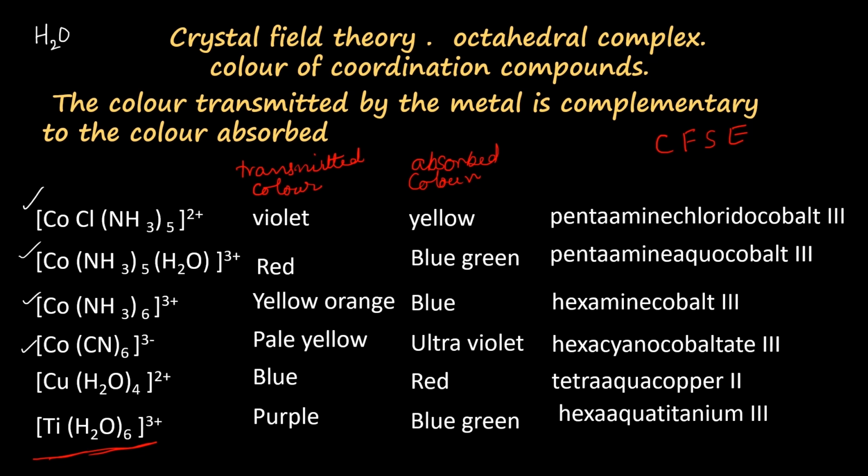Here the different ligands are water, ammonia, cyanide group and chlorine. From the spectrochemical series, we can understand that the crystal field splitting energy for chlorine is less than that of water, less than that of ammonia, less than that of cyanide group. Therefore, the energy absorbed by the metal ion in these different compounds will be different. Therefore, the color transmitted also will be different.